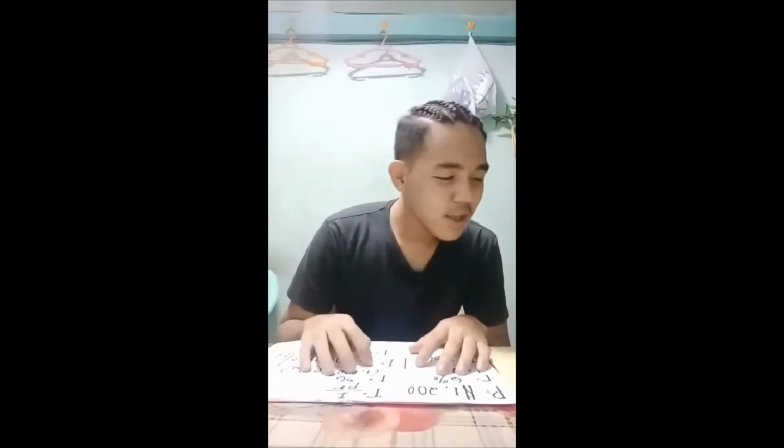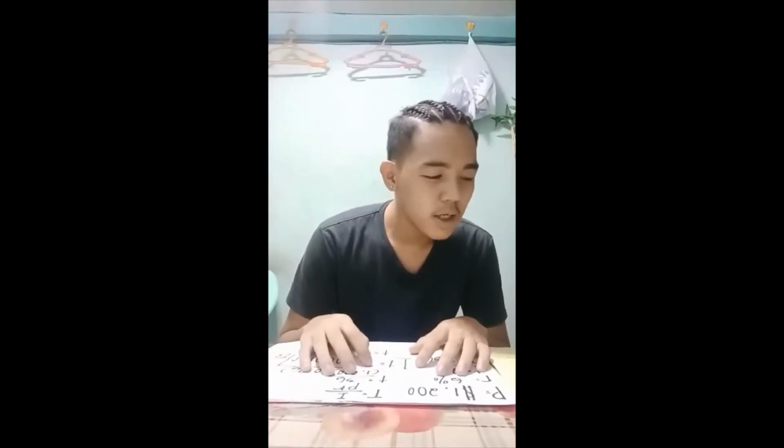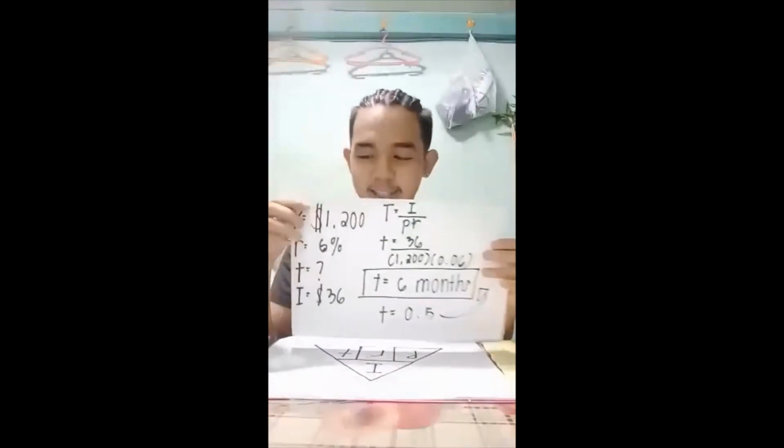So proceeding to the last problem. Problem number 4. A loan of $1,200 had $36 in interest. The rate was 6%. What was the length of the loan? In this problem, we are looking for the time, because what was the length of the loan? How long will the loan be paid?